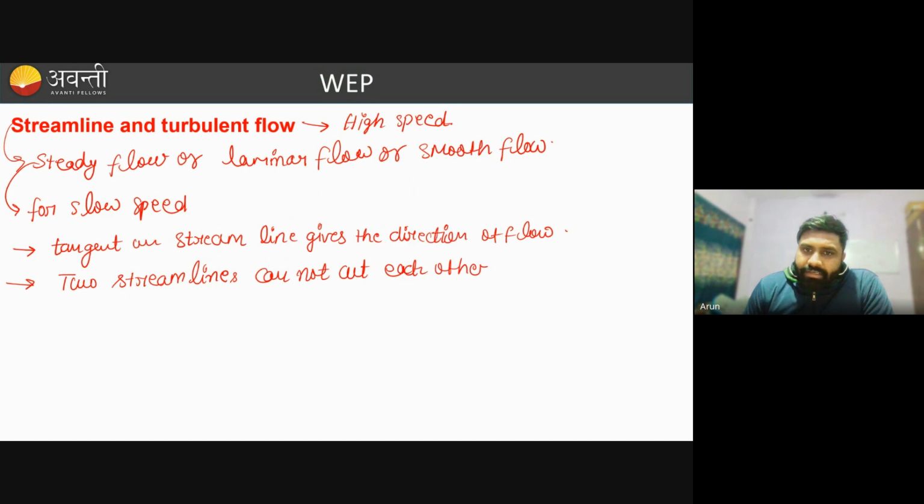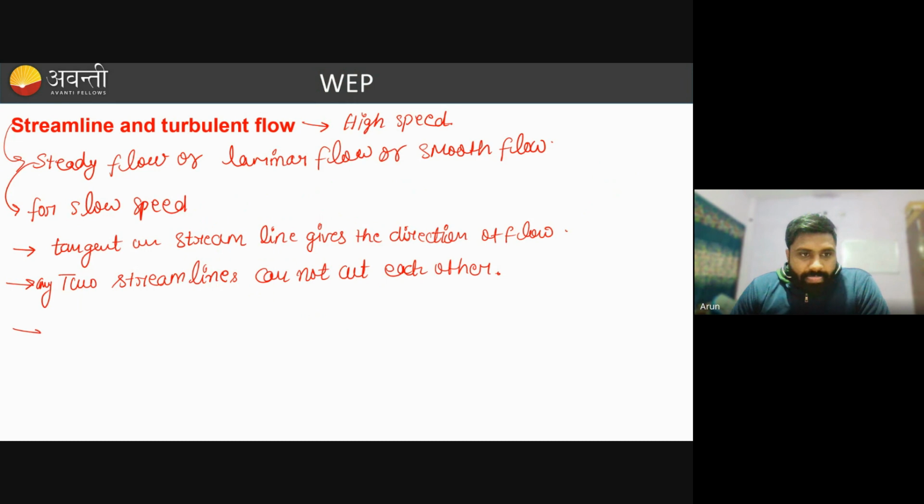Which means if they cut, let's say these streamlines are cutting at this point, there will be a possibility of two tangents, which means the possibility of liquid flowing in two directions at the same point. It is impossible for a liquid to flow in two directions at a single point. So that is why any two streamlines cannot cut each other. Okay.